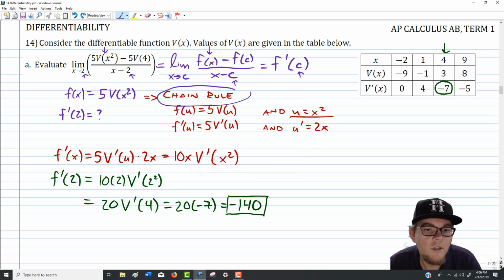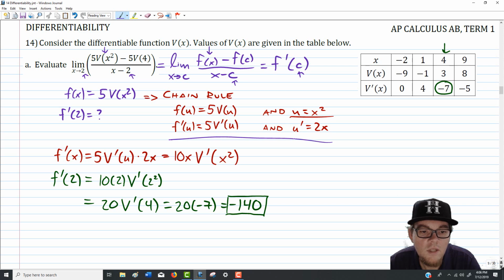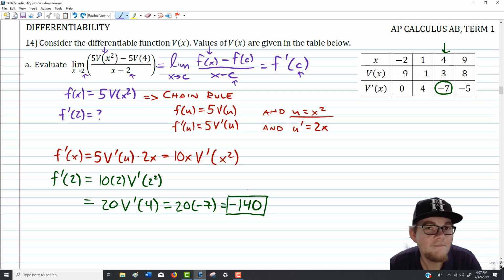Then we invoke the chain rule because we saw there was a function inside of another function. That x squared inside the parentheses, inside the argument of v of x, was what made us do that. We used the chain rule, and then we eventually plugged in the x value in question to get our slope. So voila. Definitely a challenging question, don't get me wrong, but it's one that I think you should be prepared to approach.